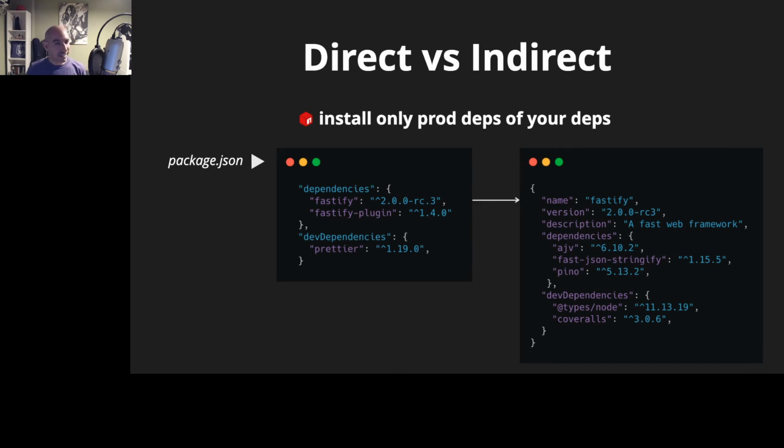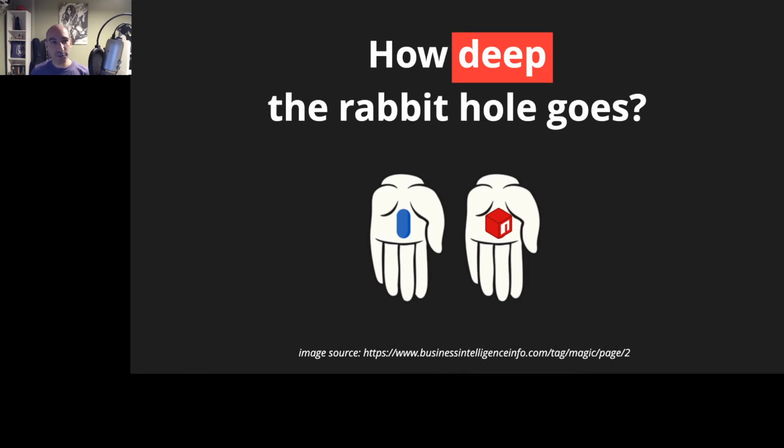The other thing is, we actually install only prod dependencies, or dependencies. So when we install something, we don't get all of those dependencies. And that's another way of understanding that there are different ways in how package management works and happens behind the scenes. So interestingly, how deep does this rabbit hole go in terms of package management.